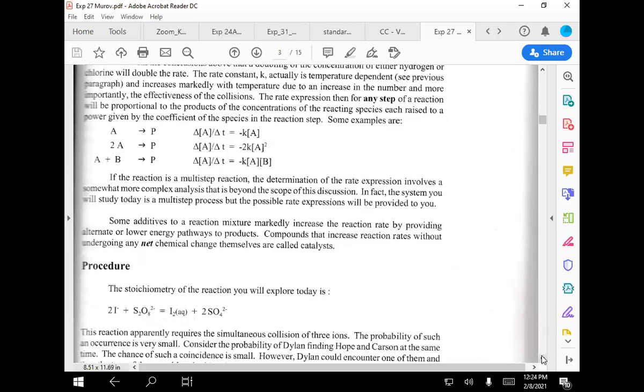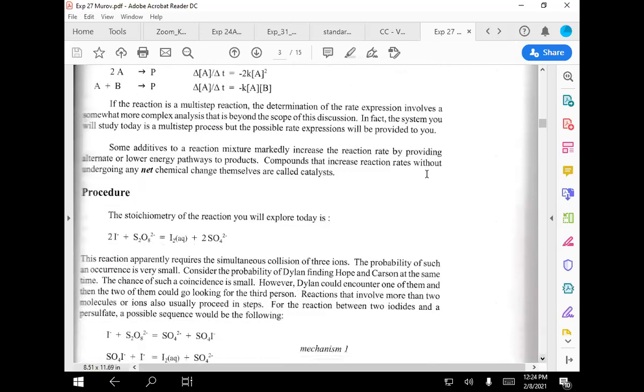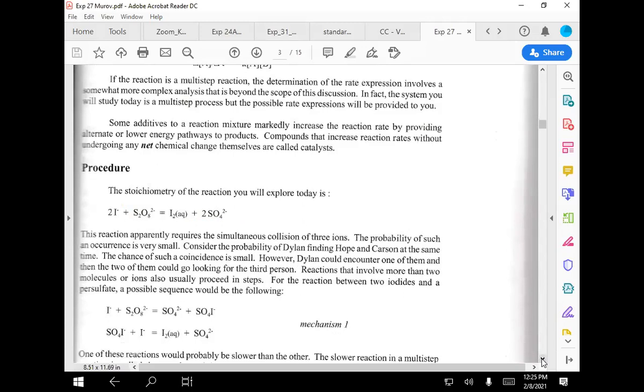Okay, so the procedure, this is telling us what we're going to study specifically. So you've been given data. This is the reaction that we're looking at. So this is our iodide, our thiosulfate, iodine, and sulfate. Iodine is a colored species. And look what they gave us. A possible mechanism.